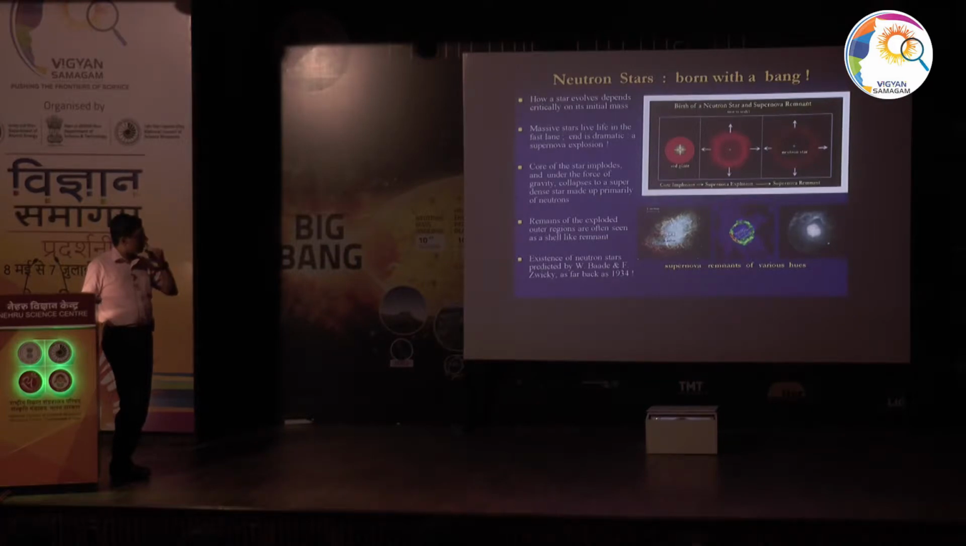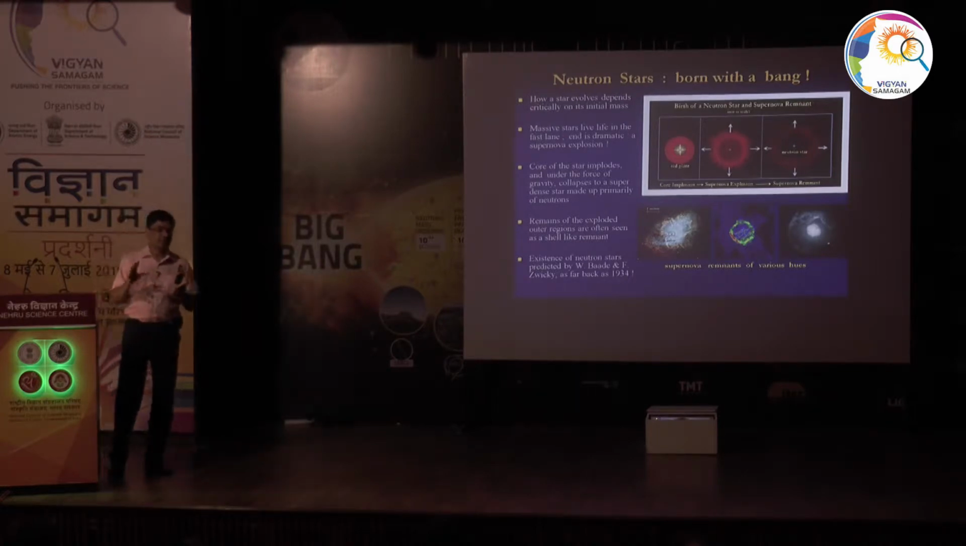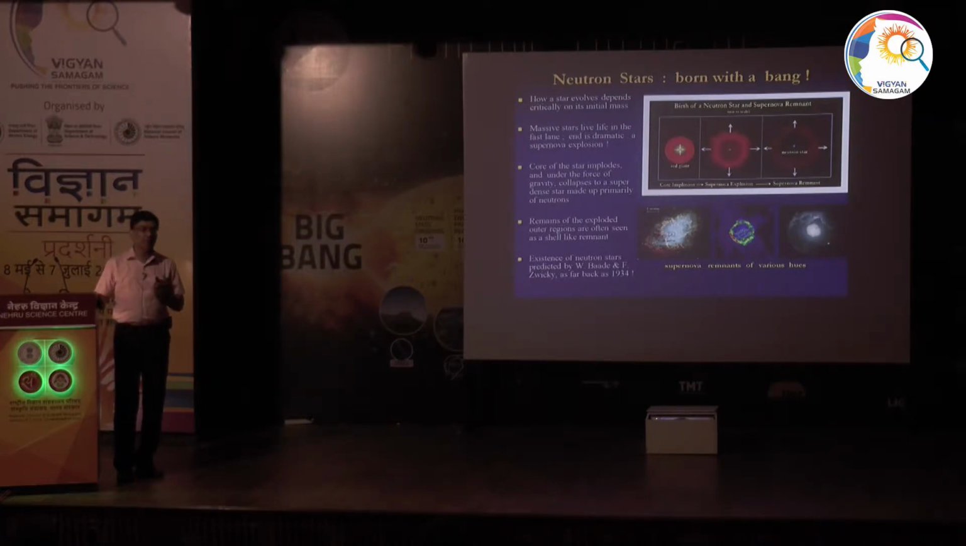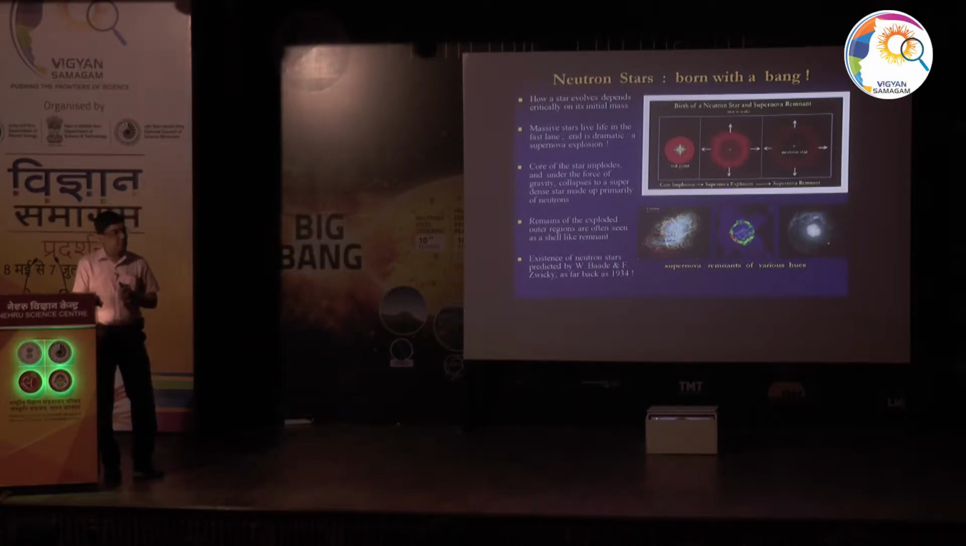How a star evolves and where it ends up depends on what the initial mass of the star is, and this is something very interesting. We all know that our sun is an average size star as far as size and weight is concerned. It's not a very small star, nor is it a very light star. It's a medium range star, and a star like the sun has lived for a few billion years, and it will live for another few billion years.